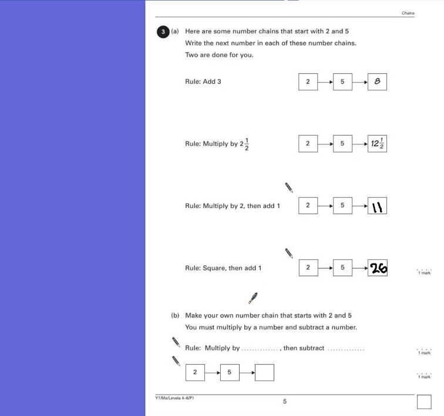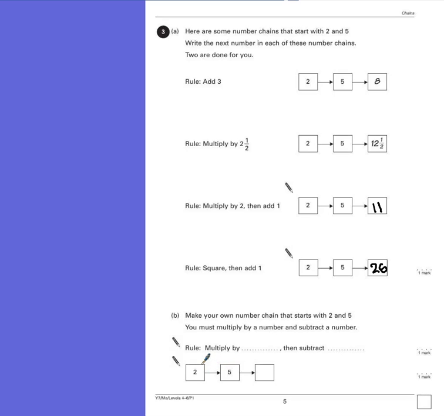Part B. Make your own number chain that starts with 2 and 5. You must multiply by a number and subtract a number. So we're trying to create our own rule here, something that lets us multiply 2 by something and then take away something else. Now if we had multiply by 1, we'd end up with 2, and we'd have to subtract a negative number.